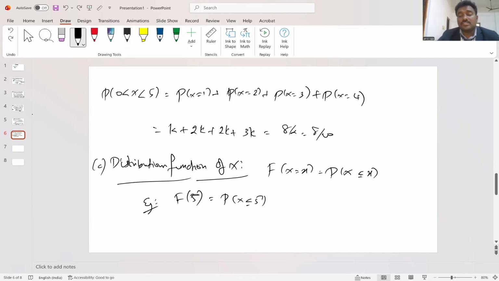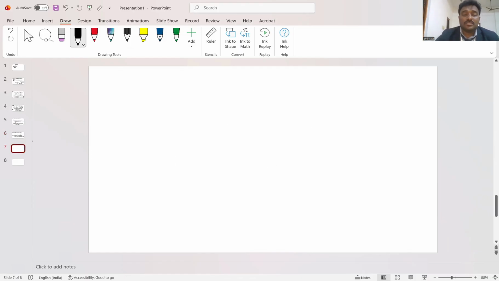So I have to start with 0, then 1, then 2, etc., up to 5. I have to add. So this is the distribution function of x. We can calculate for all, that is, we are given x values and we know the probability values. Now we can add them, right?